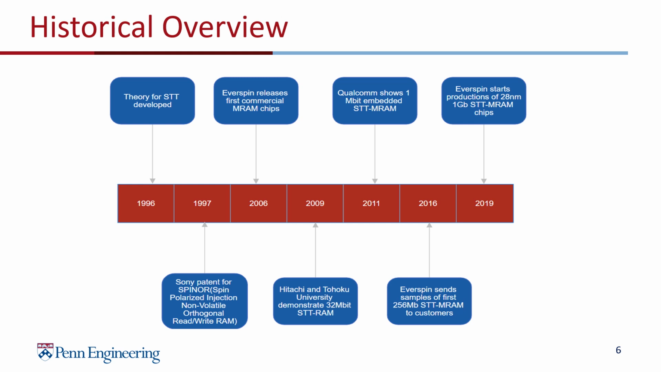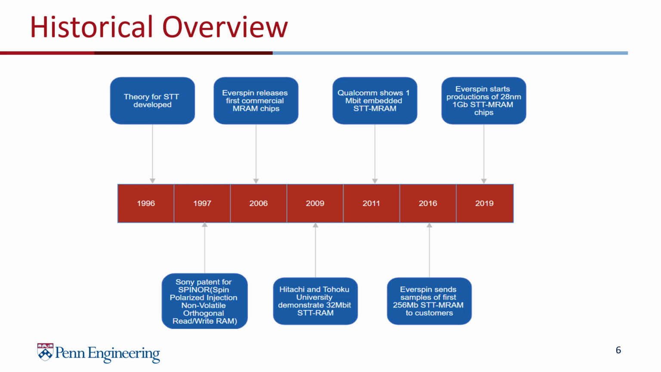Now to talk about the history of STT-MRAM. In 1996, John Slonczewski and Luc Berger both independently predicted the phenomenon of STT and began to develop the theory. In 1997, Sony applied for a patent for SPINOR, which is spin-polarized injection non-volatile orthogonal read-write random access memory. SPINOR was a forerunner of STT-MRAM with a different design but similar principles.